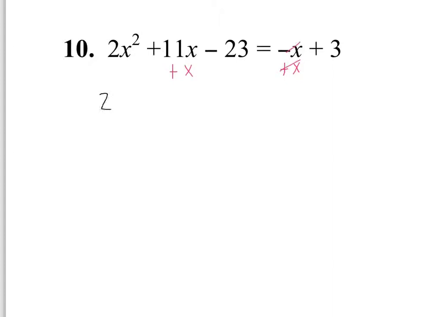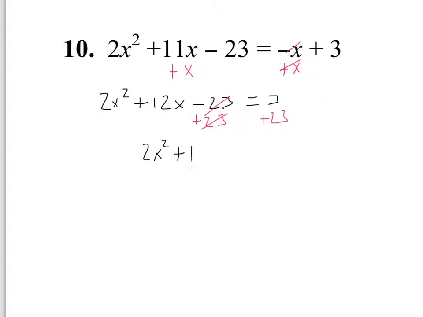So therefore, we have 2x squared plus 12x minus 23 equals 3. Okay, well next, if we're going to complete the square, we've got to get rid of that constant, right? So we've got to add 23 to both sides. Okay, so we now have 2x squared plus 12x equals 26.